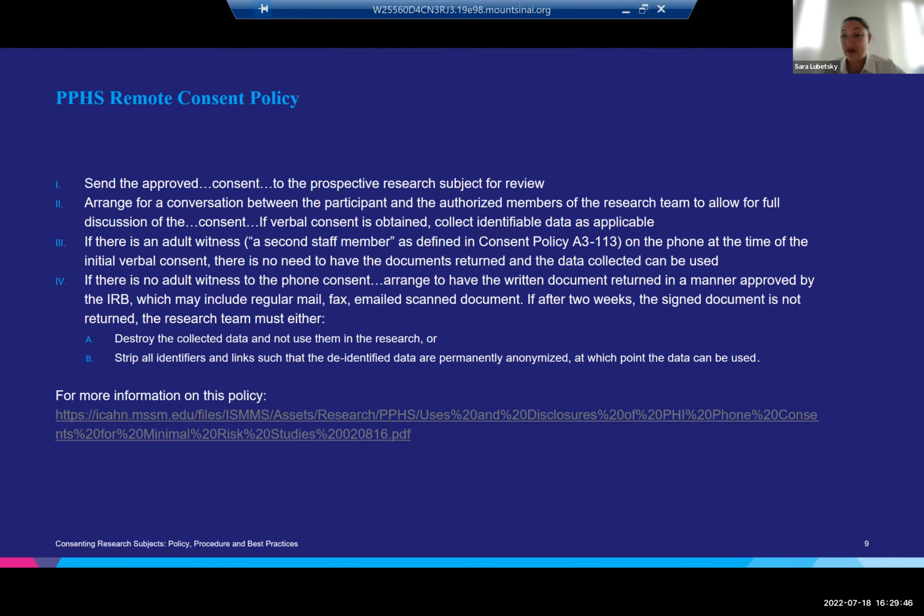So you will arrange for said conversation, and once you feel comfortable, just as with any other consent conversation, that the person understands everything, you ask if they want to consent to participate in the research study. And in most cases, a verbal consent is considered acceptable, assuming that this is a part of your study protocol.